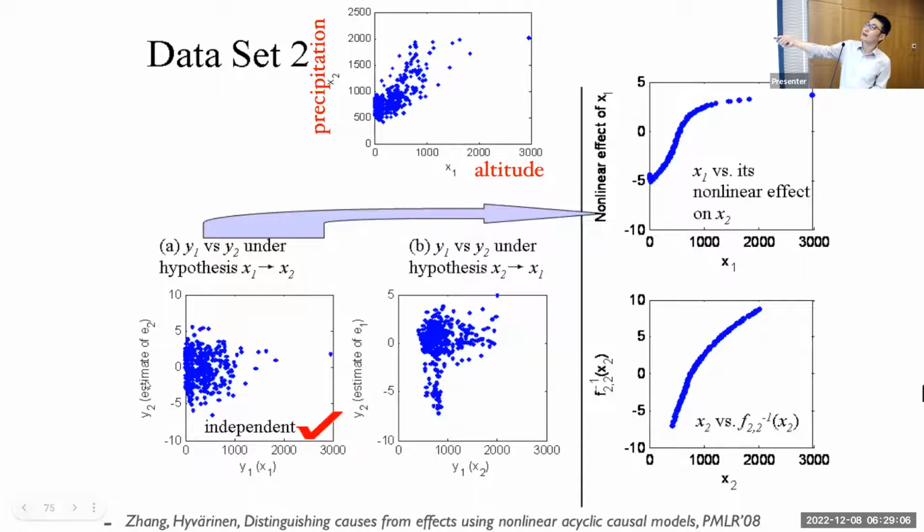Here's the illustration. We have two variables. You can see a scatter plot here. If you assume X1 causes X2, you fit the model, estimate the nonlinear functions, and estimate the noise or residual, and they are independent. But in the reverse direction, from X2 to X1, you cannot find an independent residual, as you can see from here. So according to this model, we should prefer the direction from X1 to X2. Actually, X1 and X2 are the altitude and the precipitation of more than 300 cities. Clearly, altitude should be the cause. You can really verify that.